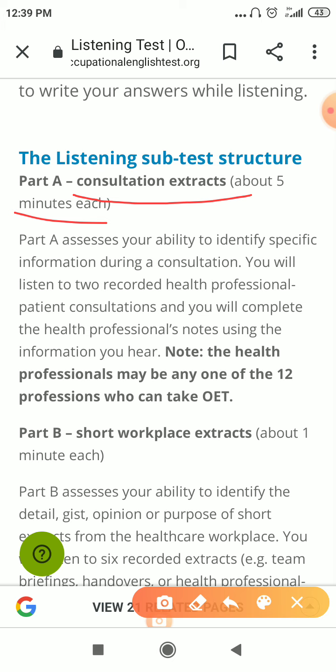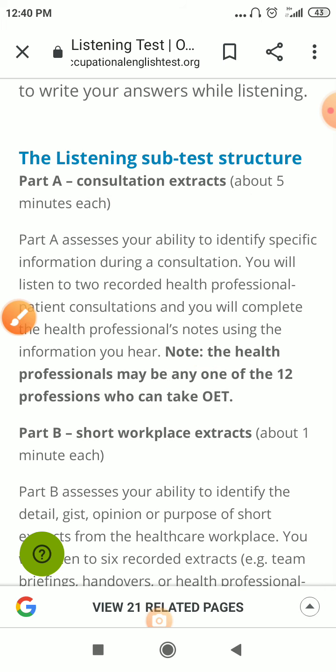If the patient says their name, Tracia, you need to write the answer Tracia. If you have good listening skills, you will find the answer exactly and copy it onto the paper. That's what you are tested on in part A. There are two subsections, one with one conversation and the other with a different conversation. Please note that the health professionals may be any one of the 12 professionals who can take OET. That's part A, and then you will go to part B.